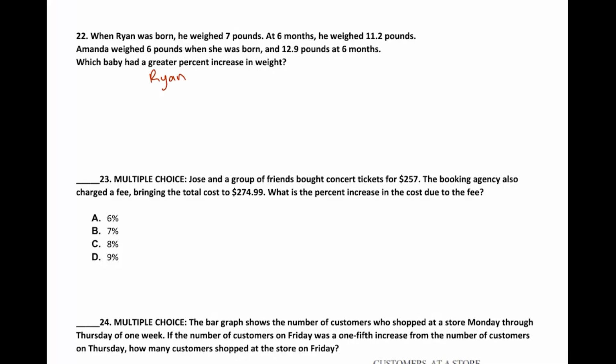For Ryan, his new weight, or at least at 6 months, was 11.2. Initial weight was 7. So 11.2 minus 7 divided by 7 comes out to 0.6. That's a 60% increase. For Amanda, her weight at 6 months was 12.9, and initially was 6 pounds.